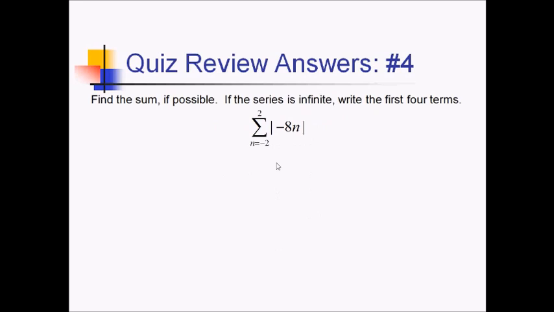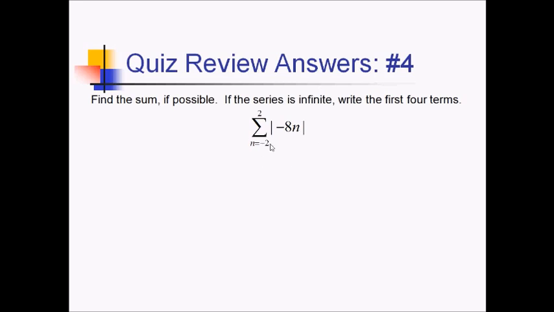For this problem, we want the sum if possible. If it's infinite, we could write the first four terms, but it's not an infinite series. So let's talk a little bit about this sigma, just to review it. This is basically telling us to take all the integers from our lower limit, which is negative 2, to our upper limit, which is 2, plug all those integers one at a time into this function here, which we call the sum, and then just add all those things together.